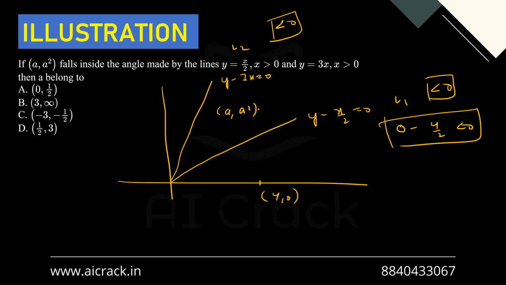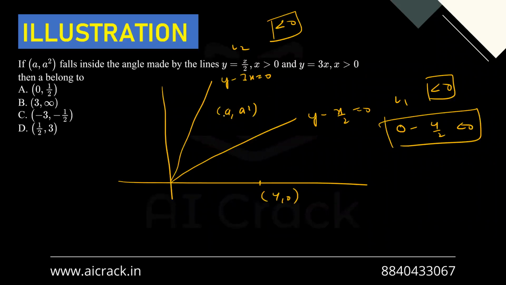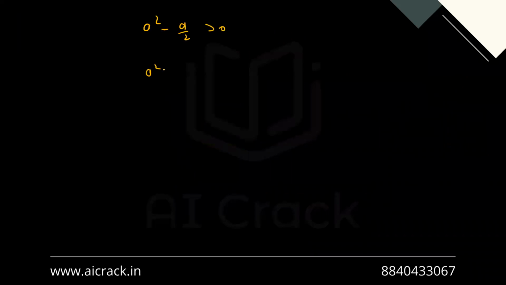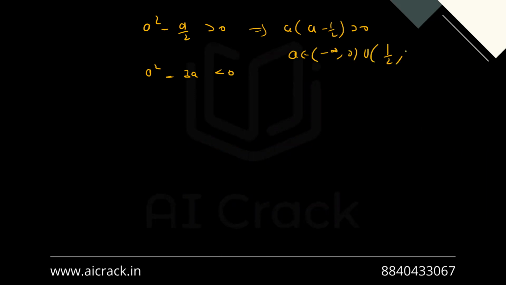So let's try to solve this particular point with respect to this line. That would be a² - a/2 greater than 0. And if I put (a, a²) in this line, I'll get a² - 3a less than 0. So this basically gives me a(a - 1/2) greater than 0, so a belongs to (-infinity, 0) union (1/2, infinity). And for this case, I'll get a(a - 3) less than 0, and that would give me a belongs to (0, 3).